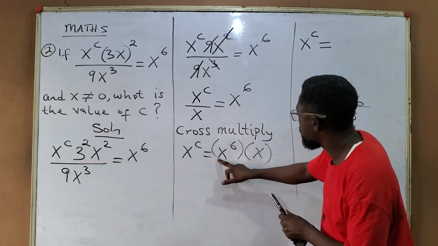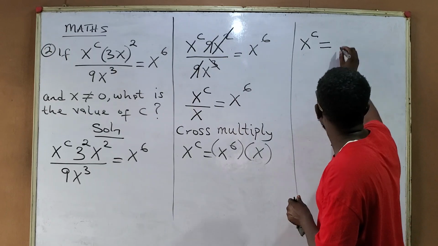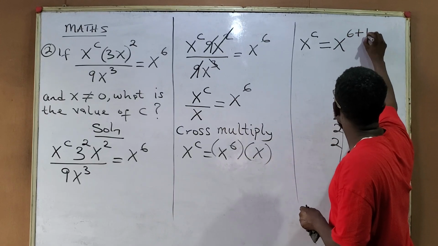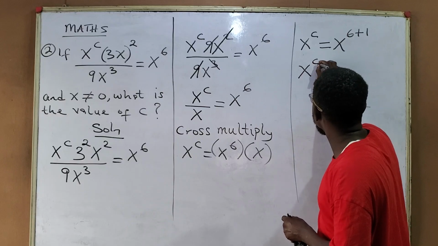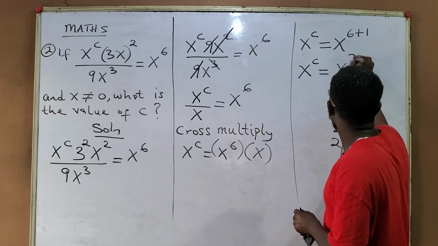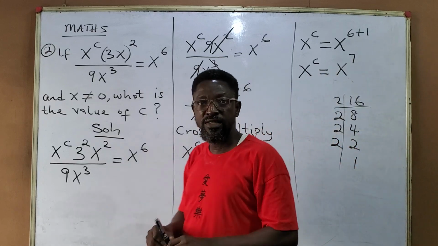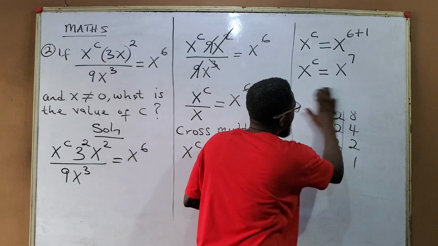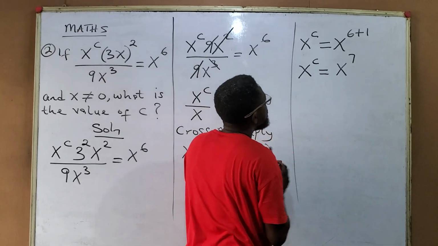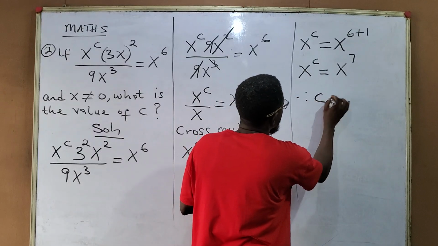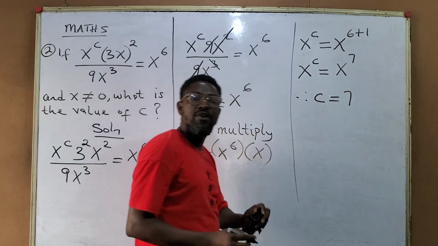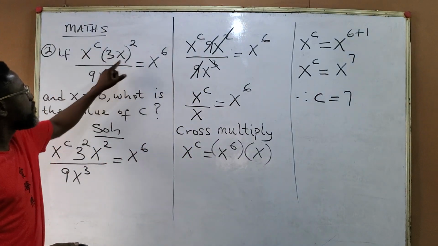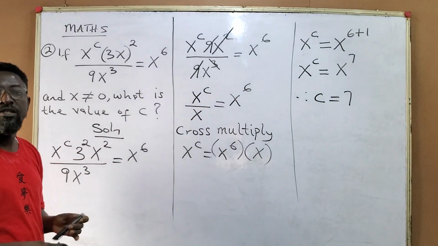So the bases are equal. I'll take one of the bases, x, and then I'll add up the powers, 6 plus 1. So I get x to the power c equals x to the power 7. And from what I just did in example 1, if the bases are equal, it means the powers must be equal. So that means c here is equal to what? 7. A very, very simple question. Even though it looks a little complicated here, you find that it's not as difficult as it looks.